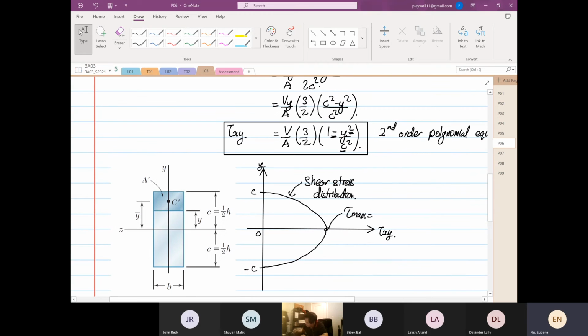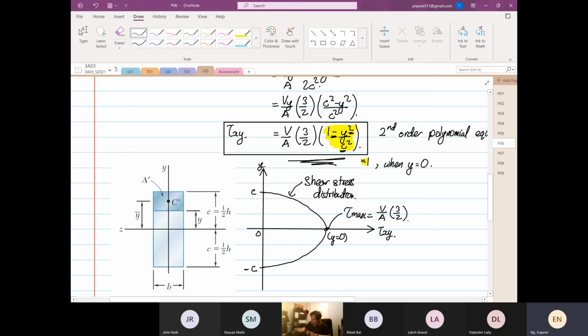So if you look at our equation over here, tau max will occur when this term, which I highlight in yellow, is equal to what? Is equal to 1. It's only possible to be equal to 1 when y is equal to what? 0. So tau max, where y is equal to 0, is equal to V over A multiplied by 3 over 2. Okay, so that is our tau max.